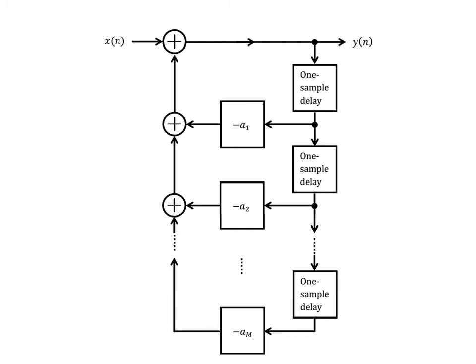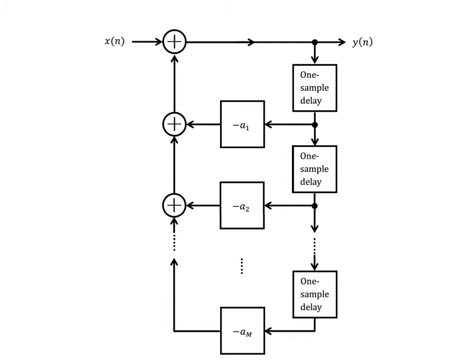Well, y, the output, is delayed, multiplied by the scaling factors minus a1, minus a2, all the way up to minus am, assuming this is an nth order filter. And those terms then add together with x of n to give us y. So this is a recursive definition of y, and all the delay unit outputs feed back in order to contribute to future signals.